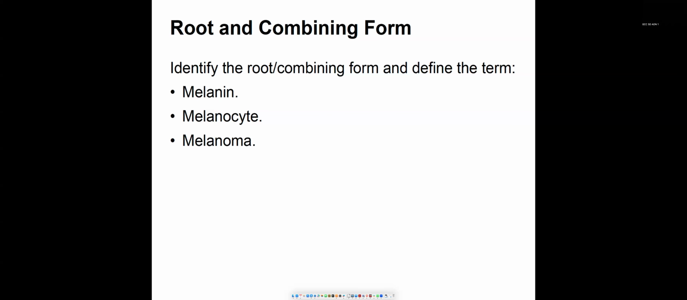Melanoma, what is the root again? Same thing. Melan, which is dark, oma, which is tumor. A melanoma is a tumor of melanocytes. It is the most dangerous form of skin cancer because of its ability to metastasize rapidly.